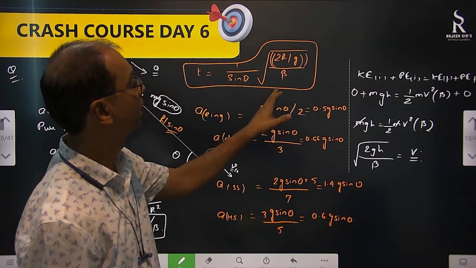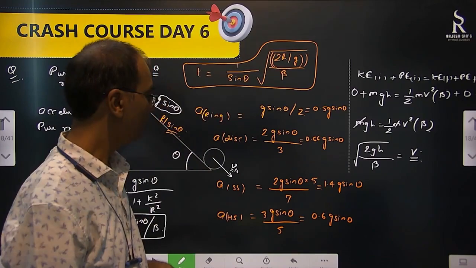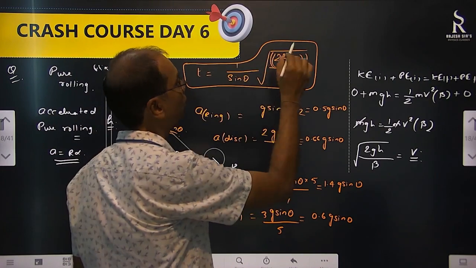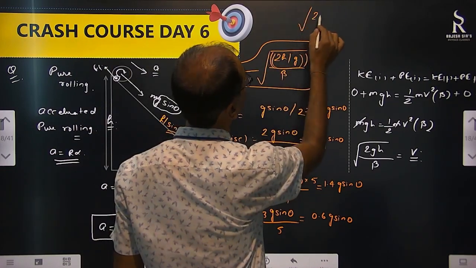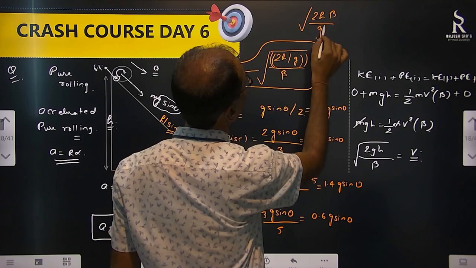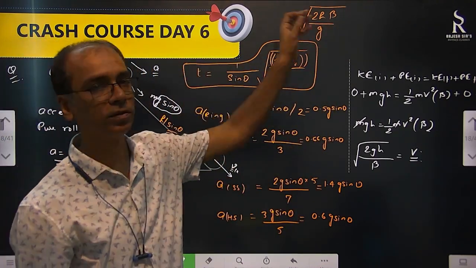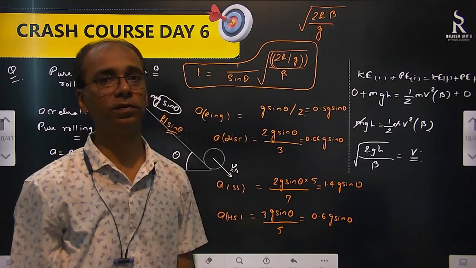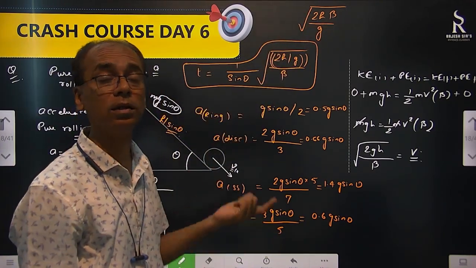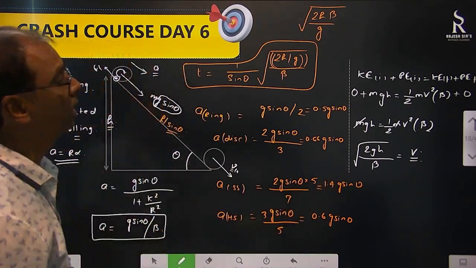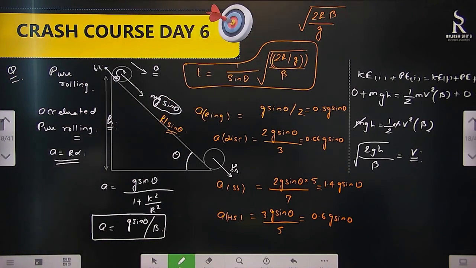Why? Because beta will actually come at the top. The relation was root 2h by g by beta, inverted, so it is actually like this: root over 2h beta by g. So whose beta is minimum? Solid sphere. So time will be minimum for solid sphere. Who will reach fast? Solid sphere will reach fast. Who will reach the latest? Ring. All are related to beta. So if we remember this kind of thing, we can solve certain things easily. We are not going to solve it from scratch for every question.